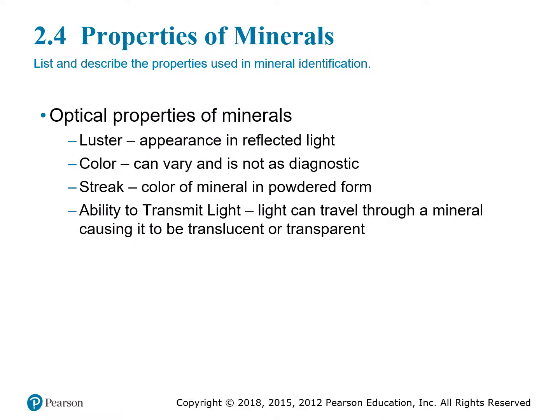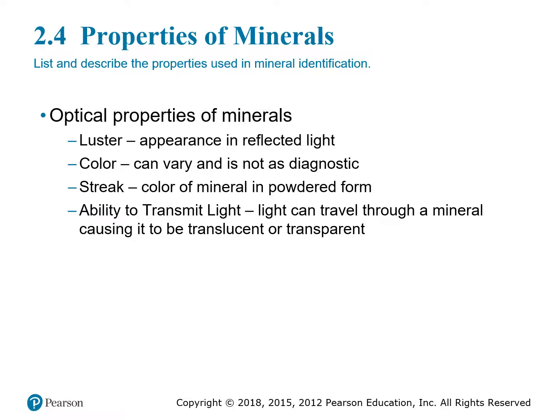Next, we need to look at the properties of minerals, those things that would help us possibly identify the mineral. The first is luster, which is just the appearance of the mineral as seen in reflected light. The color is not a good characteristic for most minerals, but can be used in certain ones. The streak of the mineral is what you would see if you scraped a little bit of the mineral onto what's called an unglazed porcelain plate or streak plate. It's the color the mineral has in powdered form, and that can vary quite a bit from what you see as far as the color of the mineral.